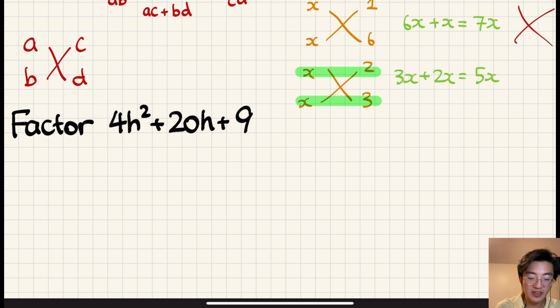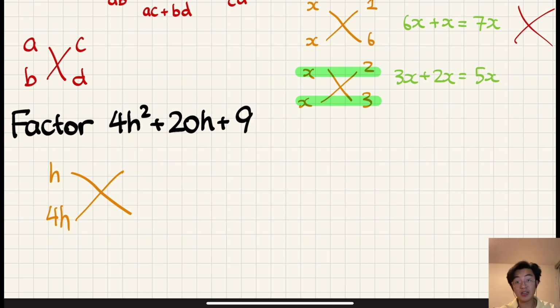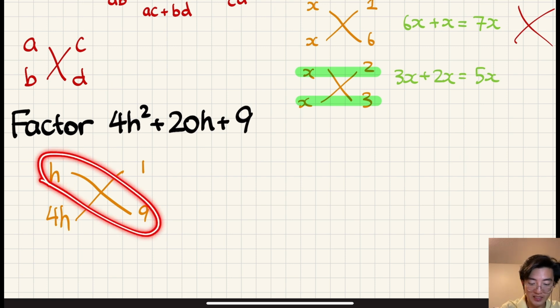So, in this example, we will set up the cross again. So, we want factors of 4h squared. There's a few possibilities. So the most obvious one is just h times 4h. Now with 9, there's also a few possibilities. We can just do 1 and 9. Okay, let's see if this works. So we'll do the cross multiplication here.